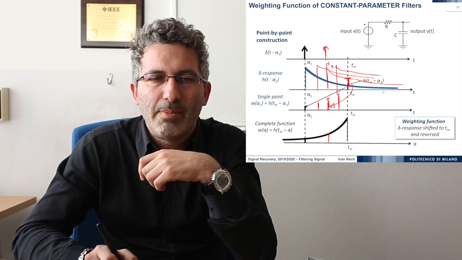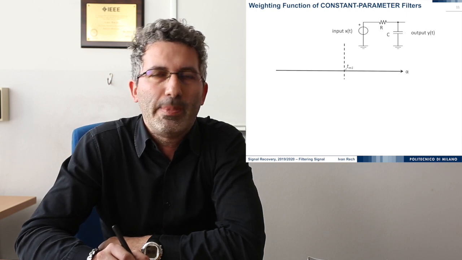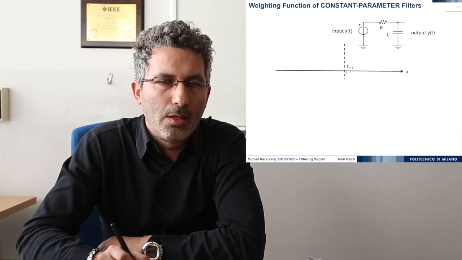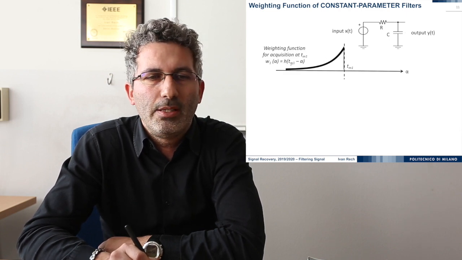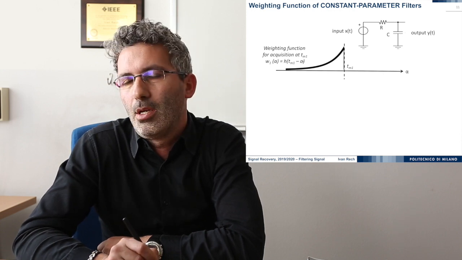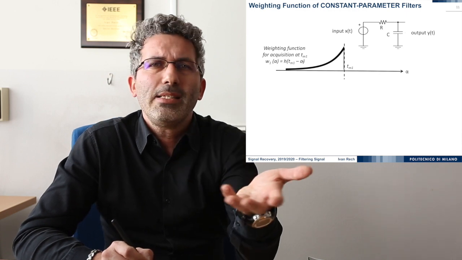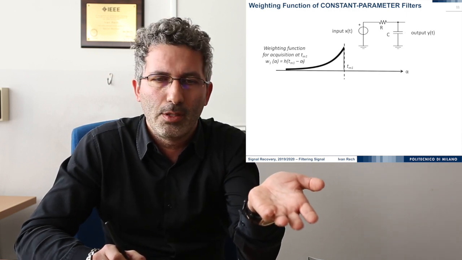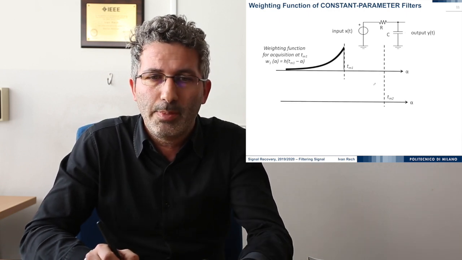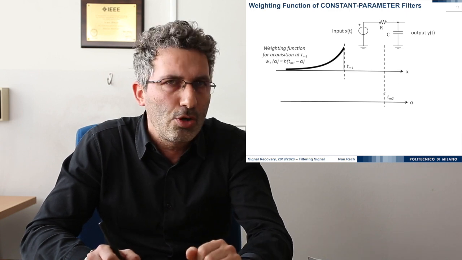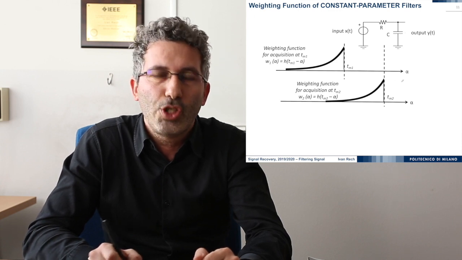With a constant parameter filter, a good thing is that if I consider Tm1, the measurement time 1, I can write the weighting function, that is h of Tm1 minus alpha, because we develop the function in this way. But let's consider another time, Tm2, for example. With Tm2 I can replicate exactly the same concept, and since we are speaking about a constant parameter filter, I will obtain exactly the same function, but shifted.